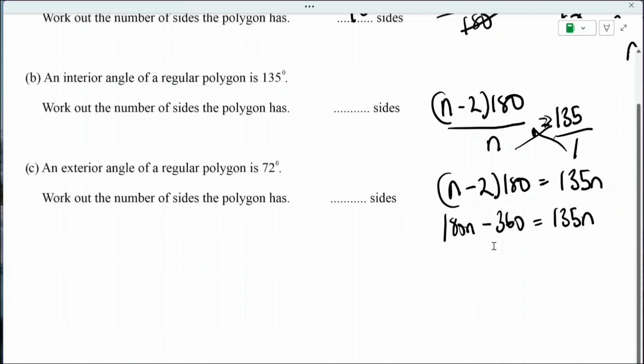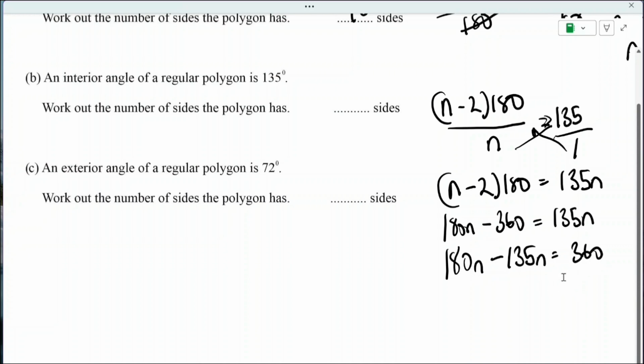You collect like terms. You take this minus 360 over the equal sign, it turns to plus 360. But standard in math, you say add 360 to both sides to get it to the other side. But to make math easy, you just simply say 180n, then the plus 135n crosses and becomes minus 135n equals 360. As the negative 360 crosses the equals sign, it turns to positive 360.